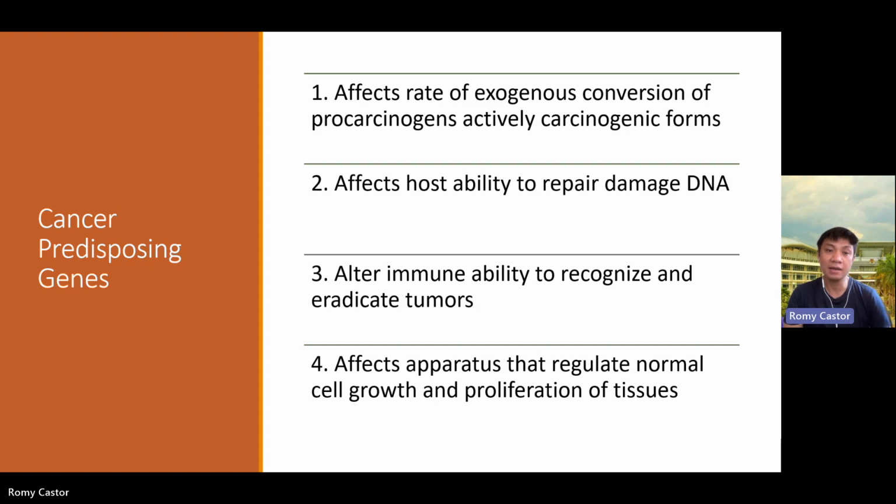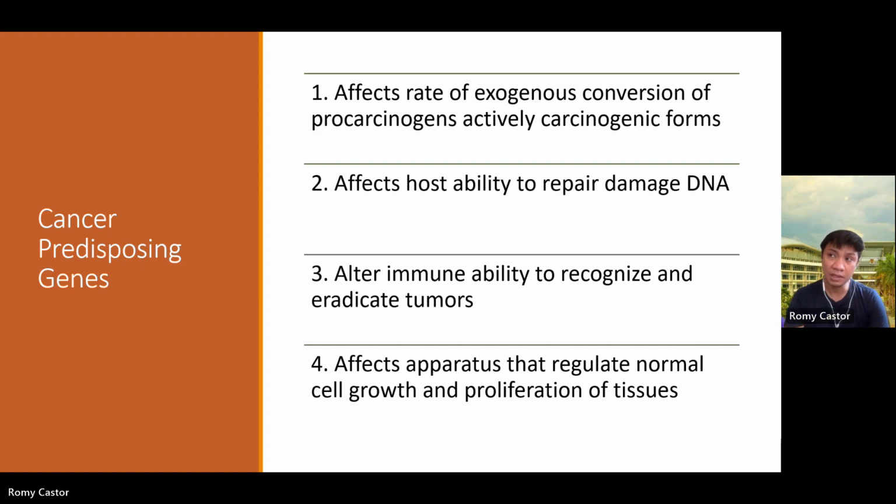So therefore, it just leaves the damage unrepaired, and that can result in the development of our cancer. And this cancer predisposing gene also tries to alter the immune ability of the patient's immune system to recognize and to eradicate the antigen or the tumor. Generally, if you have cancer, it should be immunogenic enough to be recognized by the host immune system, so that it would allow the eradication of the cancer. However, in the presence of the cancer predisposing gene, it inhibits the ability of our immune system to recognize the tumor antigen.